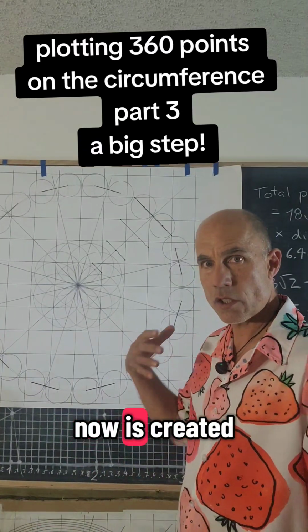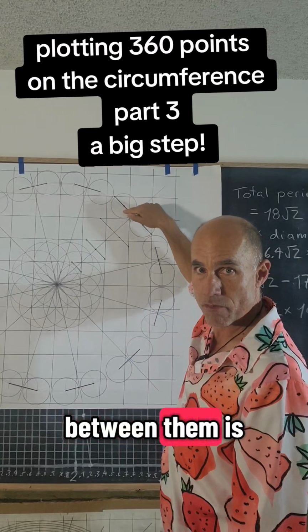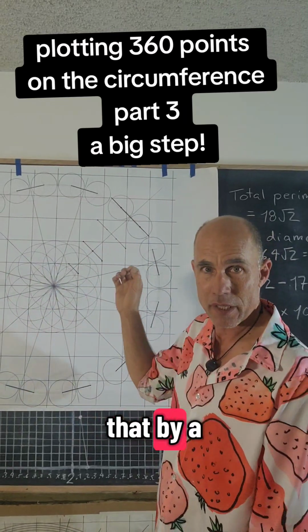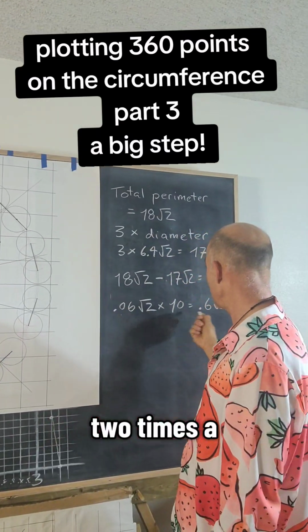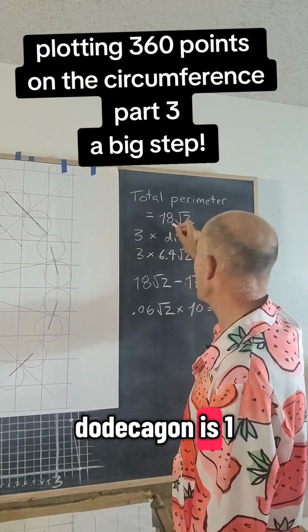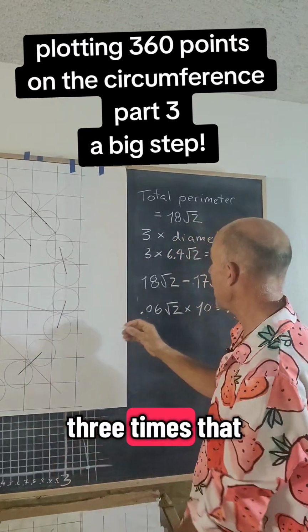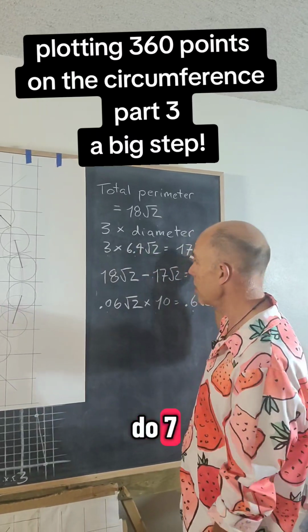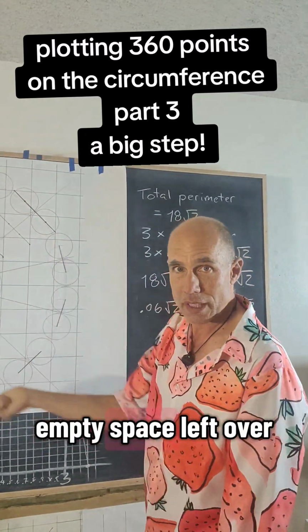What we've done now is created a dozen pairs of circles where we know that the space between them is 0.06 root 2. And we multiply that by a dozen in base 12. And so 0.06 root 2 times a dozen is 0.6 root 2. So the total perimeter of the dodecagon is 1 do 8. 3 times the diameter, all those circles, 3 times that is 3 times 6.4 root 2, which is 1 do 7. So you subtract and get 1 unit of the square root of 2. So that's the empty space left over.